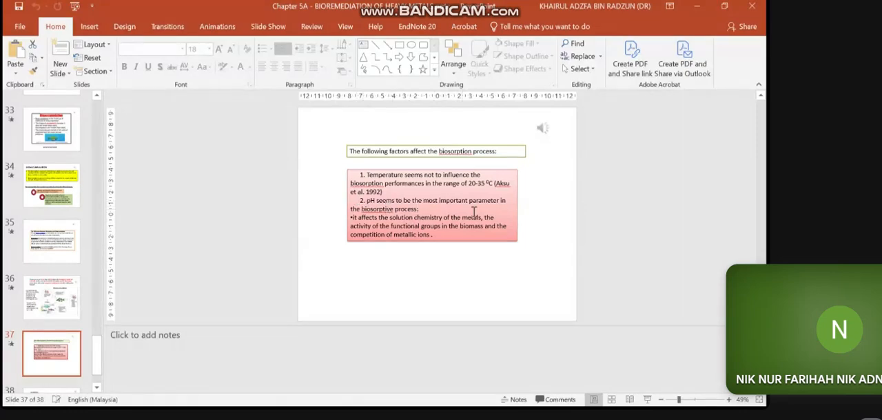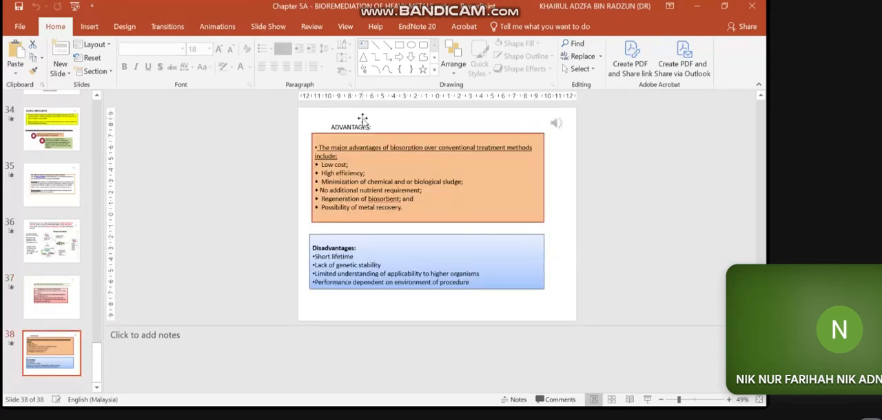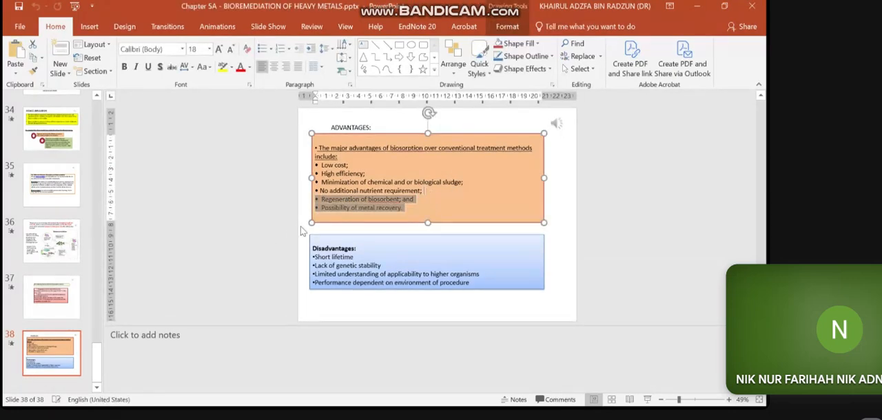pH seems to be the most important parameter in bioabsorption. It affects the solution chemistry of the metals, the activity of the functional groups in the biomass, and also the composition of the metallic ion. And then you can read this one, the advantages and also disadvantages of this particular bioabsorption over the conventional treatment methods. And finally there is a question for you for this one. So please read by yourself.